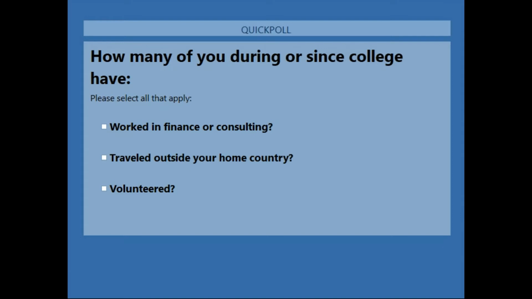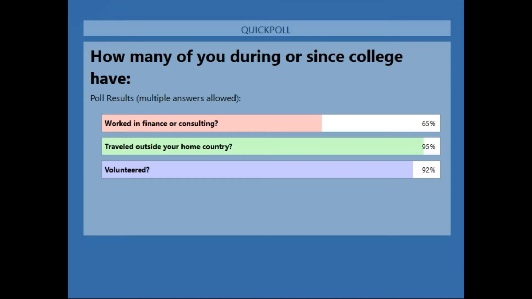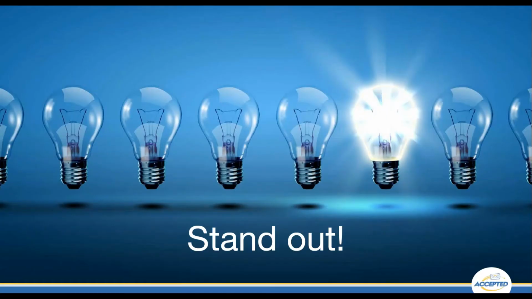Anybody else want to vote? Again, you can have multiple options here. Okay, 5, 4, 3, 2, 1. I'm going to close the poll now and share the results, with 79% of you having voted. 65% have worked in finance or consulting. It's actually the exact same number as this morning. 95% have traveled outside the home country, and 92% have volunteered. So you're better traveled than this morning's group.